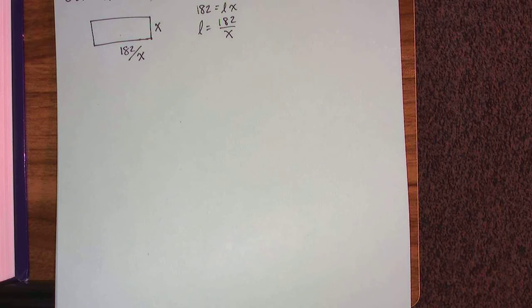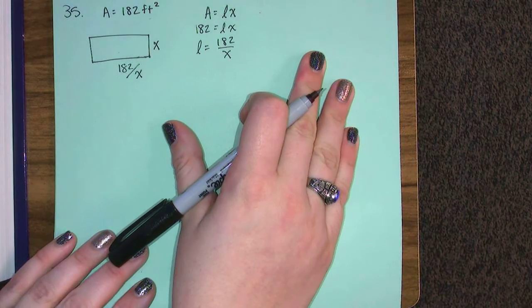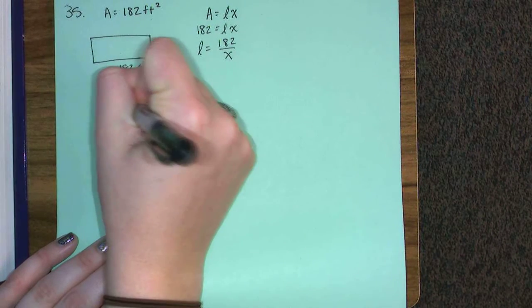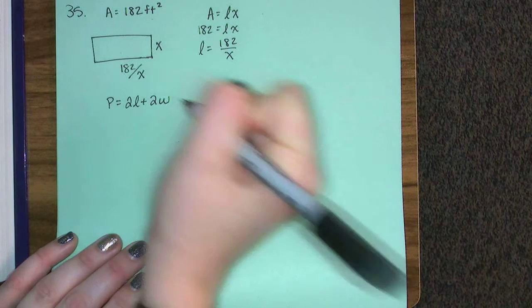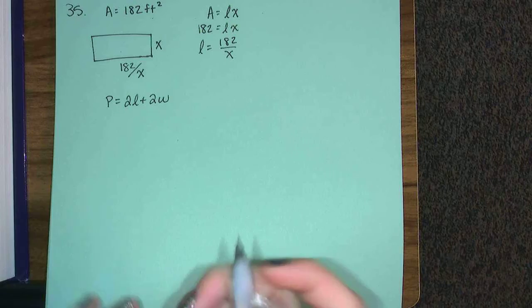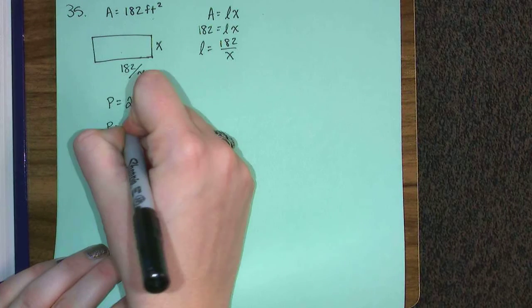So to express the perimeter P as a function of x, I actually really want to know the perimeter, and what is the formula for the perimeter of a rectangle? Okay, so we have our x, and we have 182 over x, so now I'm just plugging them in.